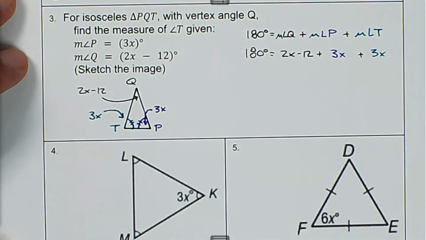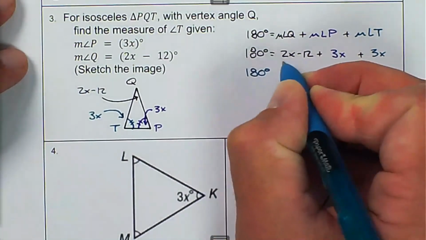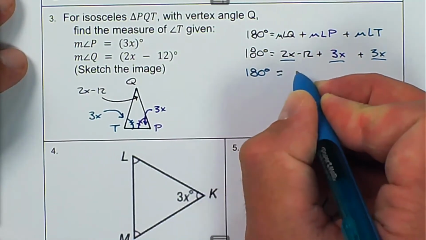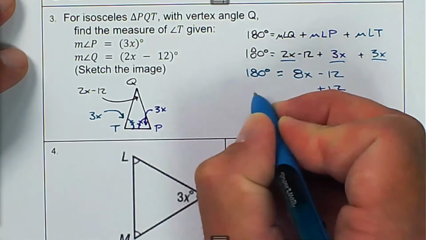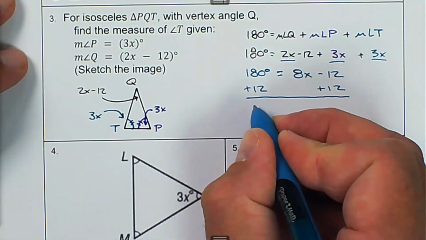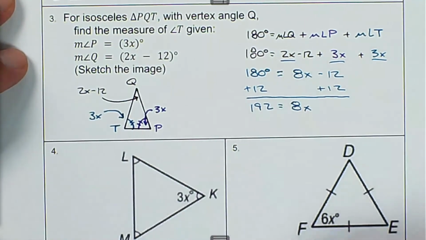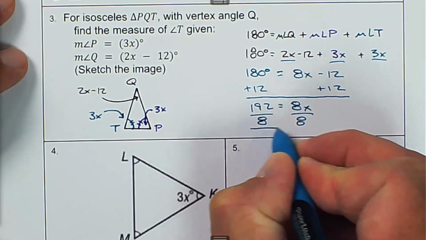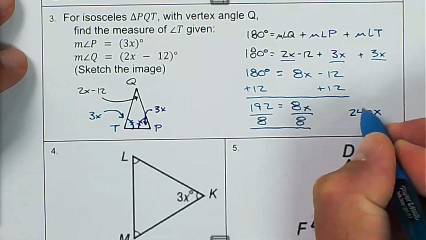Now we can combine like terms. So we get 180 degrees. If we add all the x's, we get 2x and 3x and 3x. We add those up, we get 8x minus 12. Add 12 to both sides of the equal sign, and we get 192 is equal to 8x. Then we can divide both sides by 8, and we get 24 is equal to x.